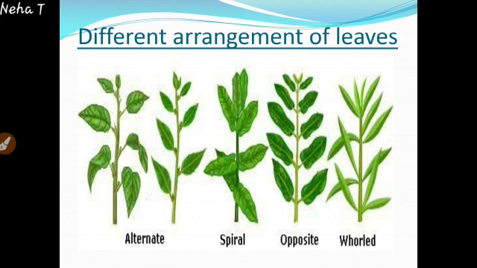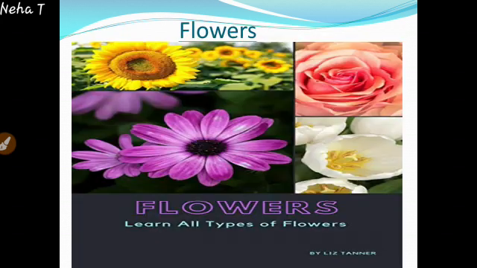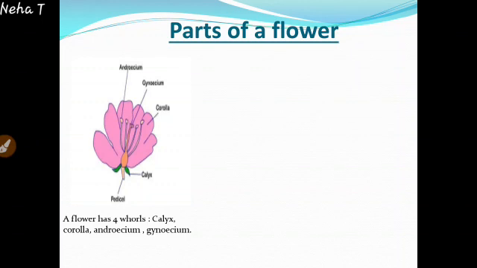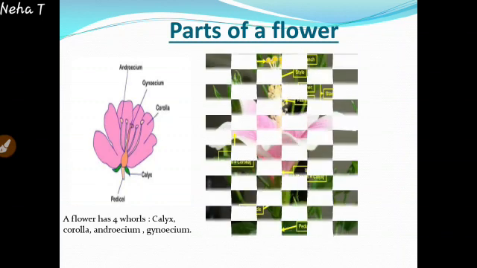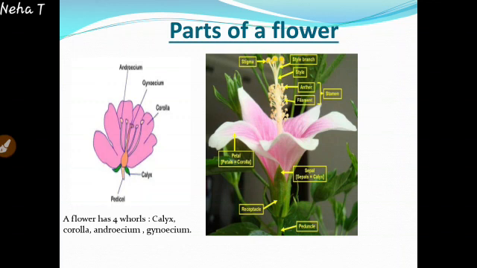Now, let's move on to our next part, that is flower. Let's see parts of a flower. A flower has four whorls: calyx, corolla, androecium and gynoecium. Pedicel is the stalk of the flower. Now in the next picture we can see the parts of a flower in detail.